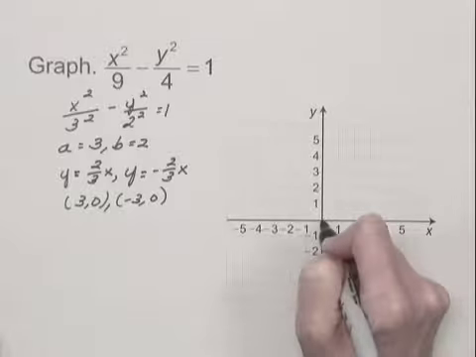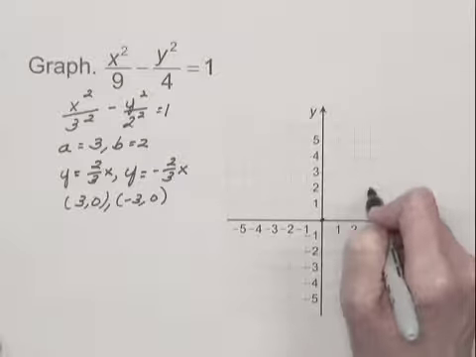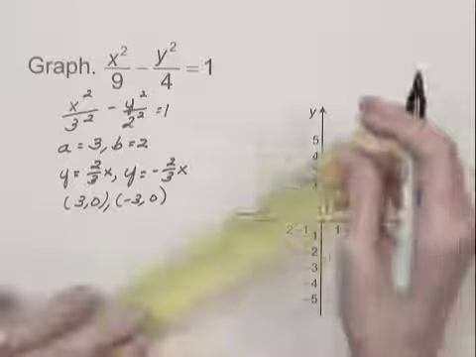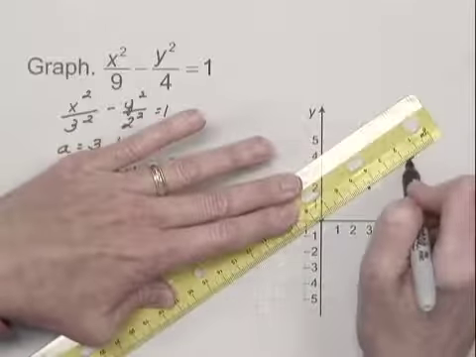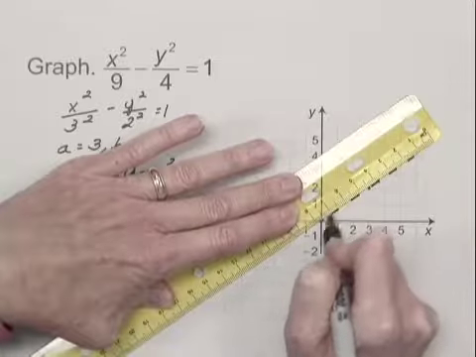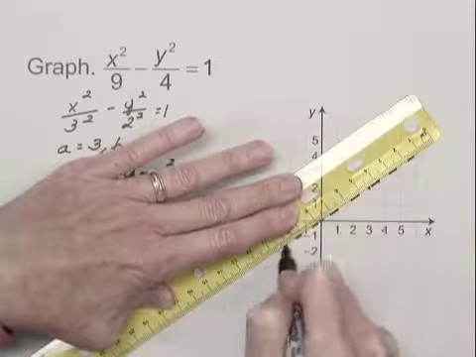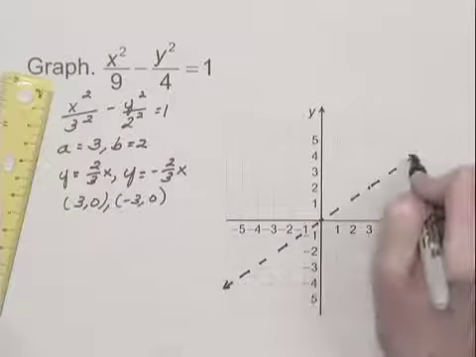If I graph y equals 2/3 x, I'll just plot a couple of points on that graph and draw it in as a dashed line. The asymptotes are not part of the graph of the hyperbola, but they help us draw the graph. So this is one asymptote.